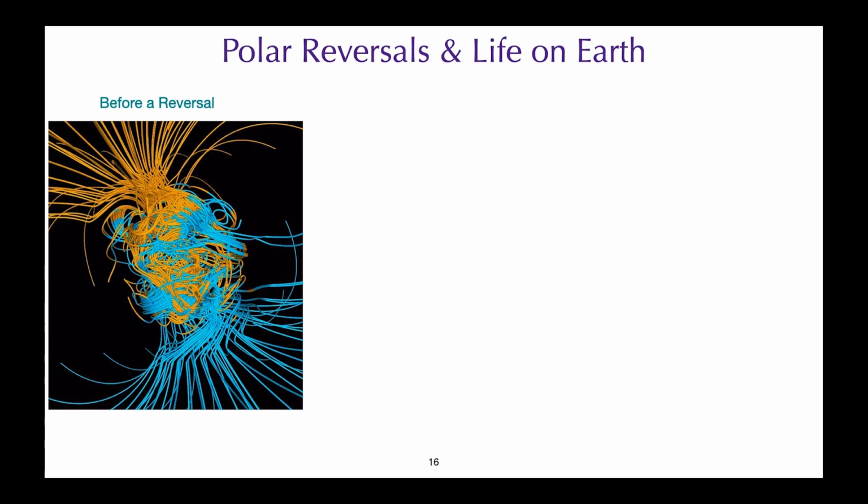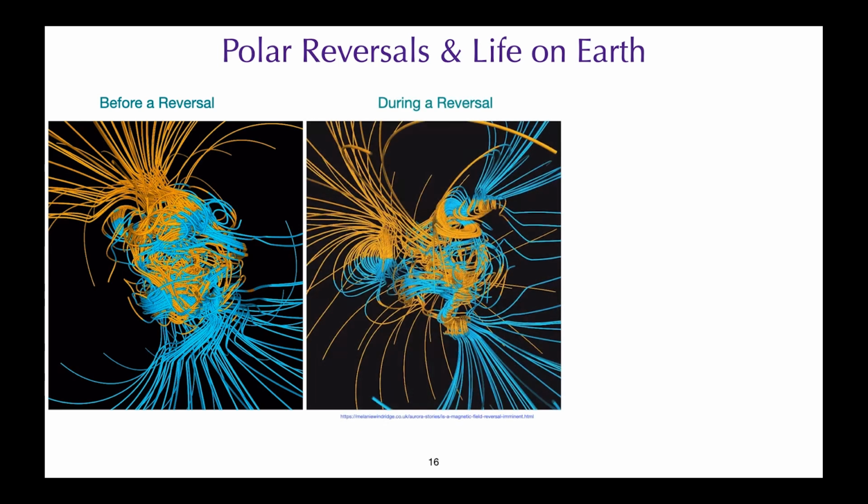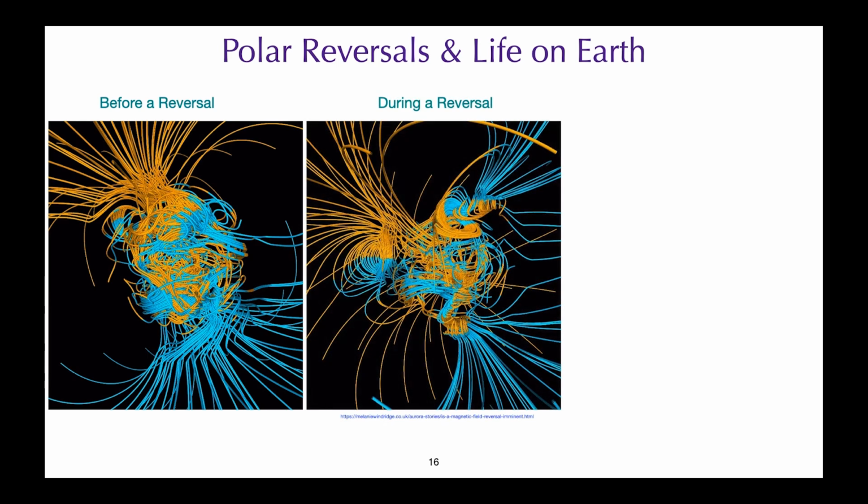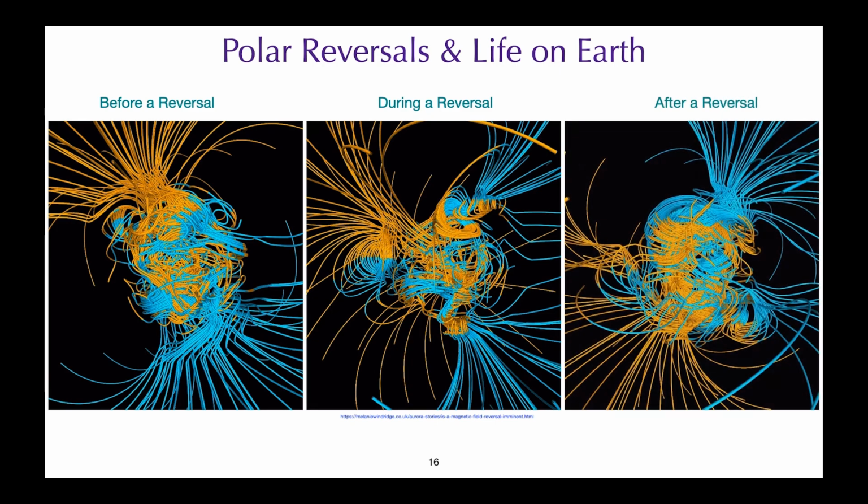I asked earlier about polar reversals. This represents the magnetic lines of force around our planet. You can see predominantly yellow or north magnetic field and blue or south magnetic field predominating at the poles. During a polar reversal, the magnetic field weakens considerably and then strengthens again, but with opposite polarity.